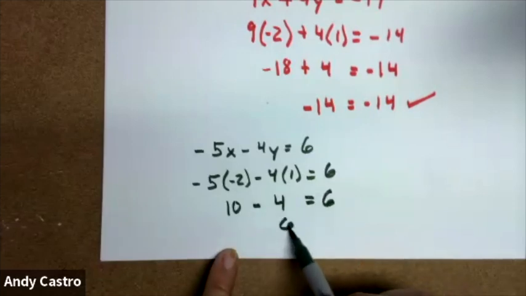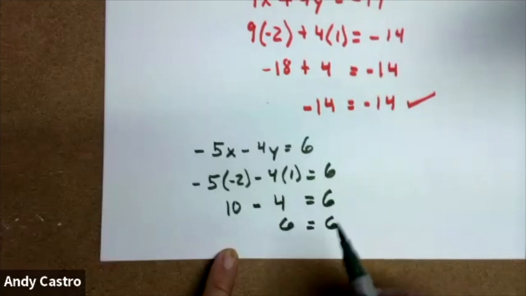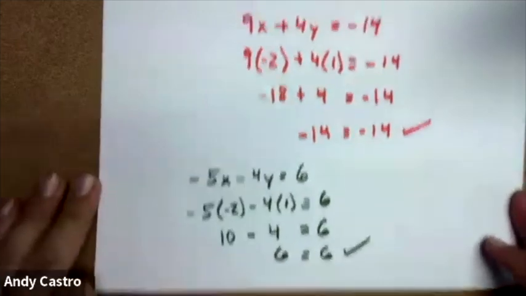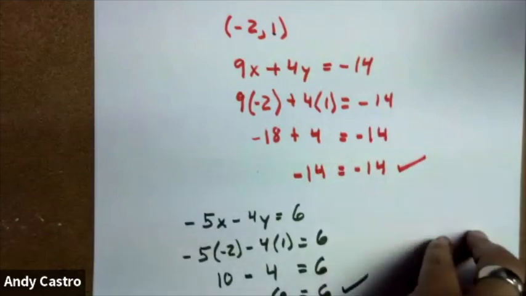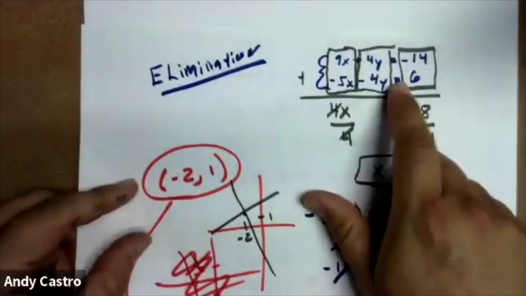10 minus 4 is 6. And that checks out too. So this elimination method does seem to work. Now, there's different ways that we can use the elimination. In this case, we added.